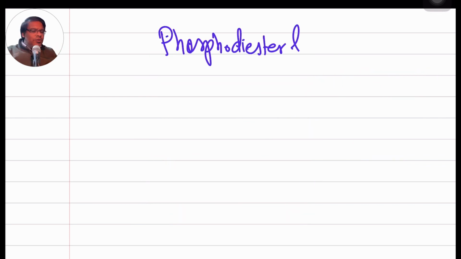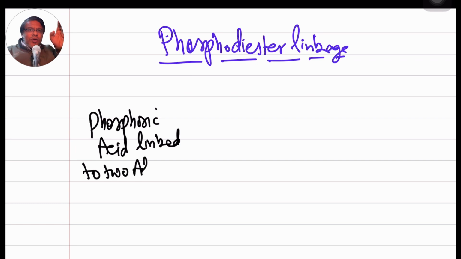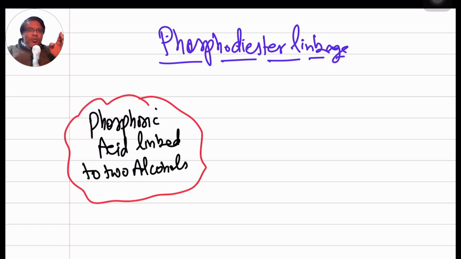Next I want to tell you about phosphodiester linkage, because in DNA you are going to have phosphodiester linkage. Here you can see in the DNA you have a chain where you see the phosphodiester linkage, and I have told you the sugar phosphate backbone is outside. Within the sugar phosphate backbone you are going to see the phosphodiester linkage. Let's get clarity, what is this phosphodiester linkage? In the phosphodiester bond, phosphoric acid is linked to two alcohols.